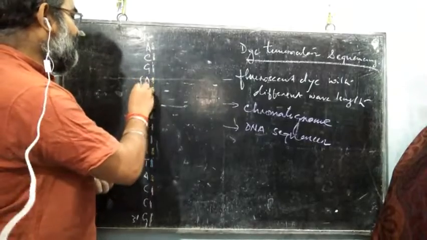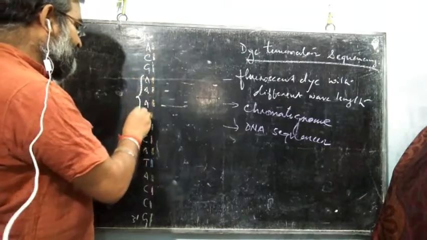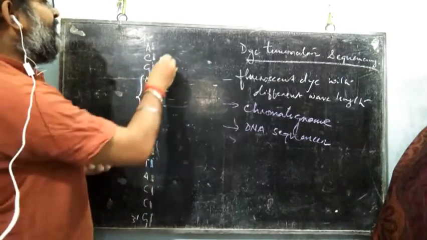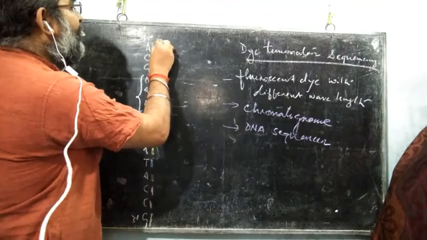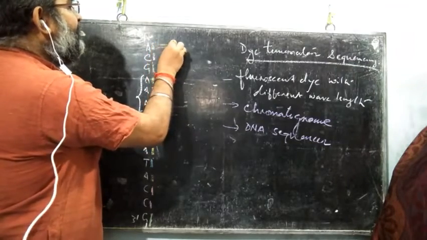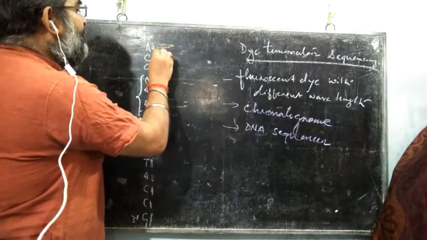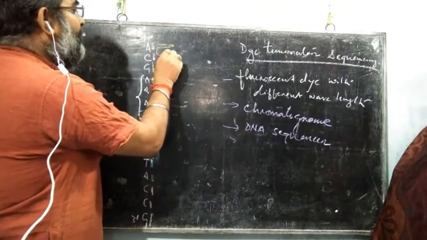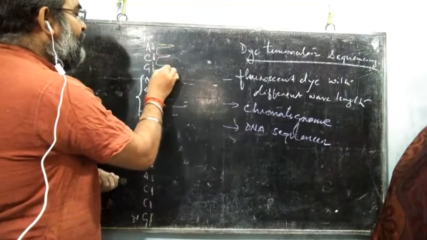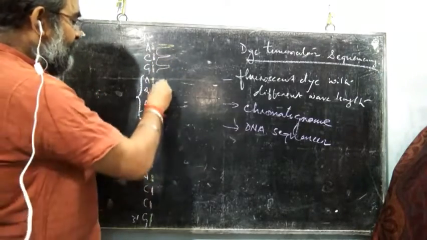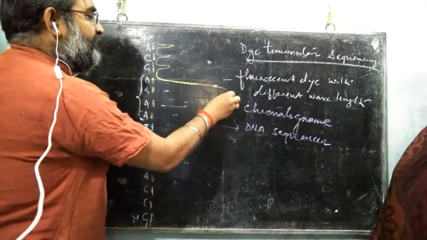Suppose here in the sequence it is 4. That means here is the wave of A, the wave of C, the wave of G. Here 1, 2, 3, 4. That means here four times the wavelength is for the A.